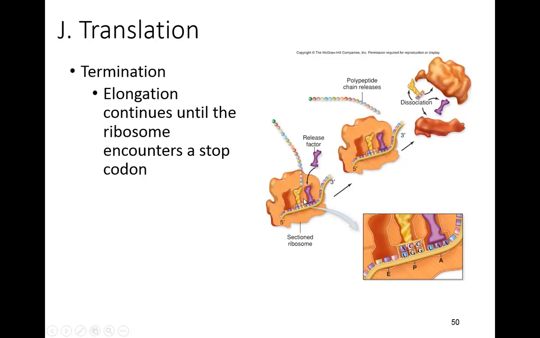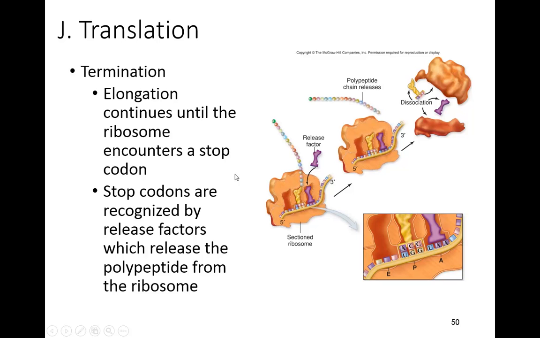Okay, so once it's all done, the elongation will continue until you come to a stop codon, and then termination occurs. They have release factors which release the polypeptide from the ribosome, and then there are no more tRNAs that are coming in and adding. So your polypeptide chain is complete, and then the ribosome breaks apart and will be able to go and translate another protein.